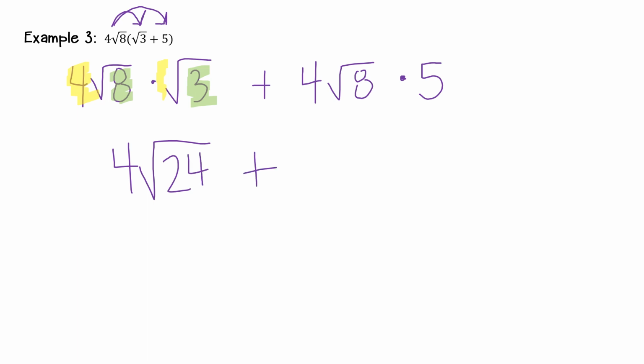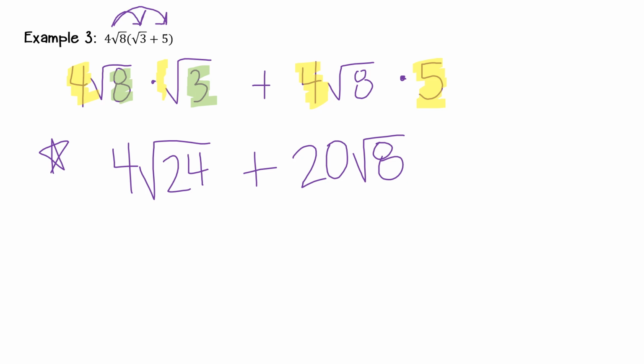Then when I multiply 4 root 8 times 5, the 4 is in front of the radical and the 5 is just an integer. So I'm allowed to multiply those two together. And then the square root of 8 is just going to stay square root of 8 since it's not being multiplied by anything. So this would be 20 square root of 8. Okay, so that right there is the multiplication piece of this problem. But now it turns into an addition problem, which is what we learned yesterday.